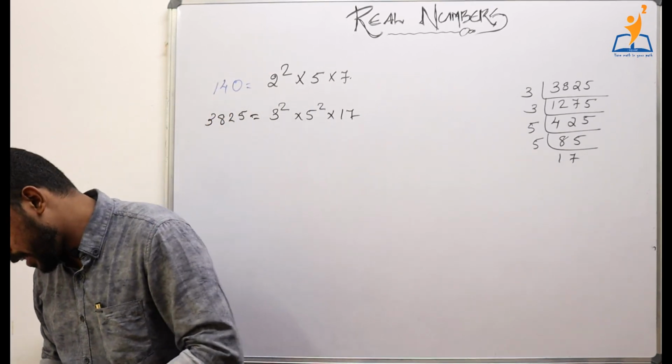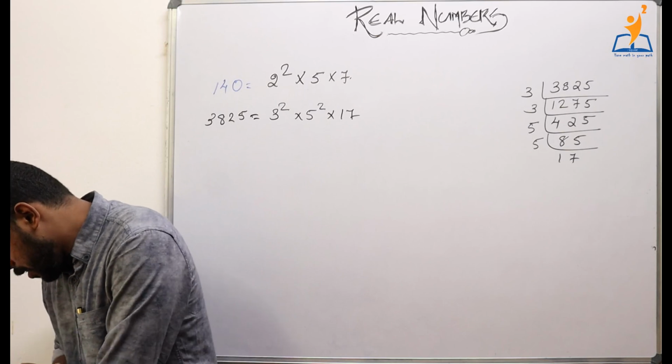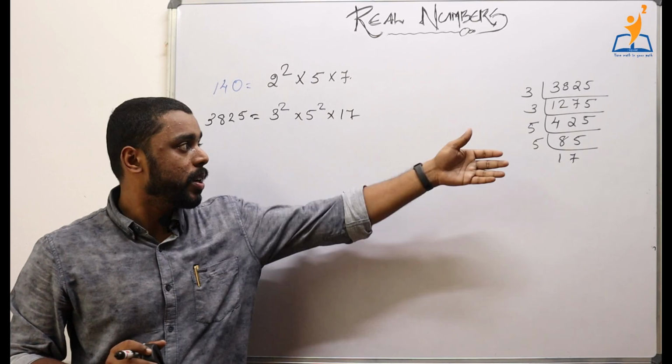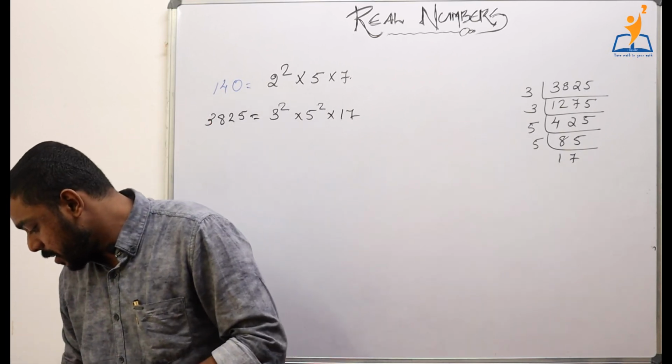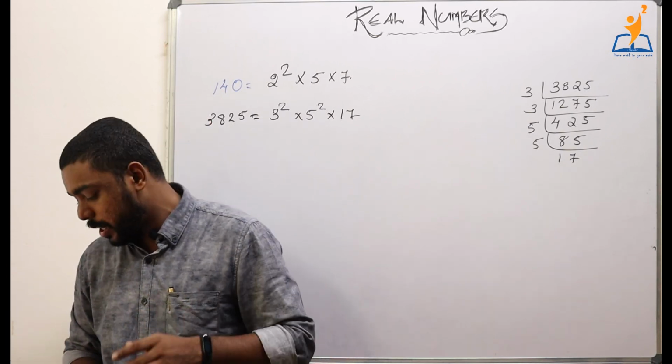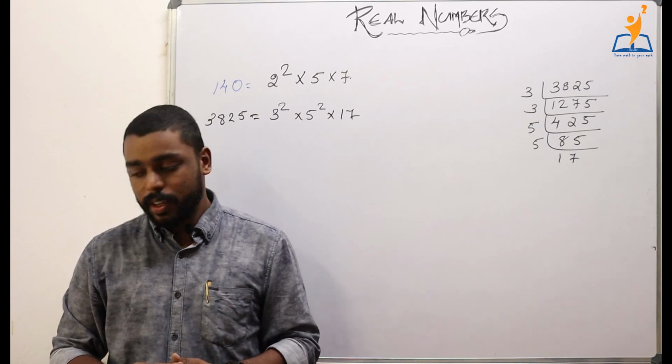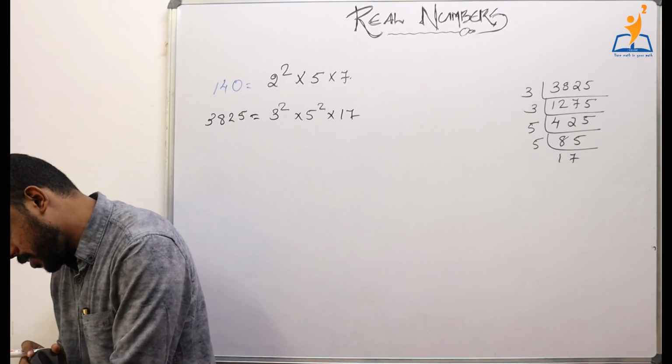Similarly, you can do the other examples also. 5005 is divisible by 5 clearly. You can repeat the process like this. Next example is 7429. Similarly, you can do the same process there. Clear? Then we shall move to the next question.